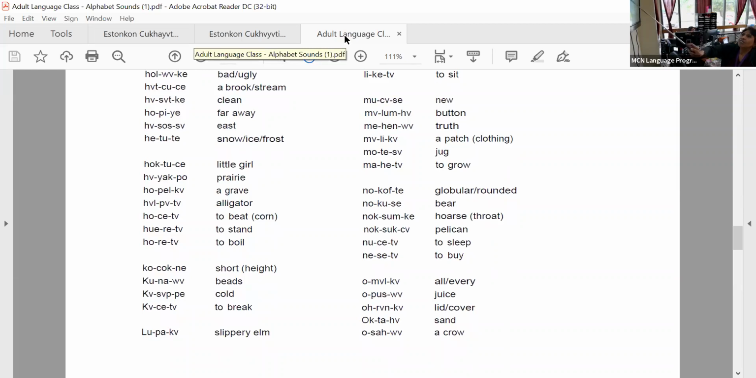Gojokni, look how I put these sounds together. Gojokni, as in short and high, okay. Gonawa, bees. Gashapi.